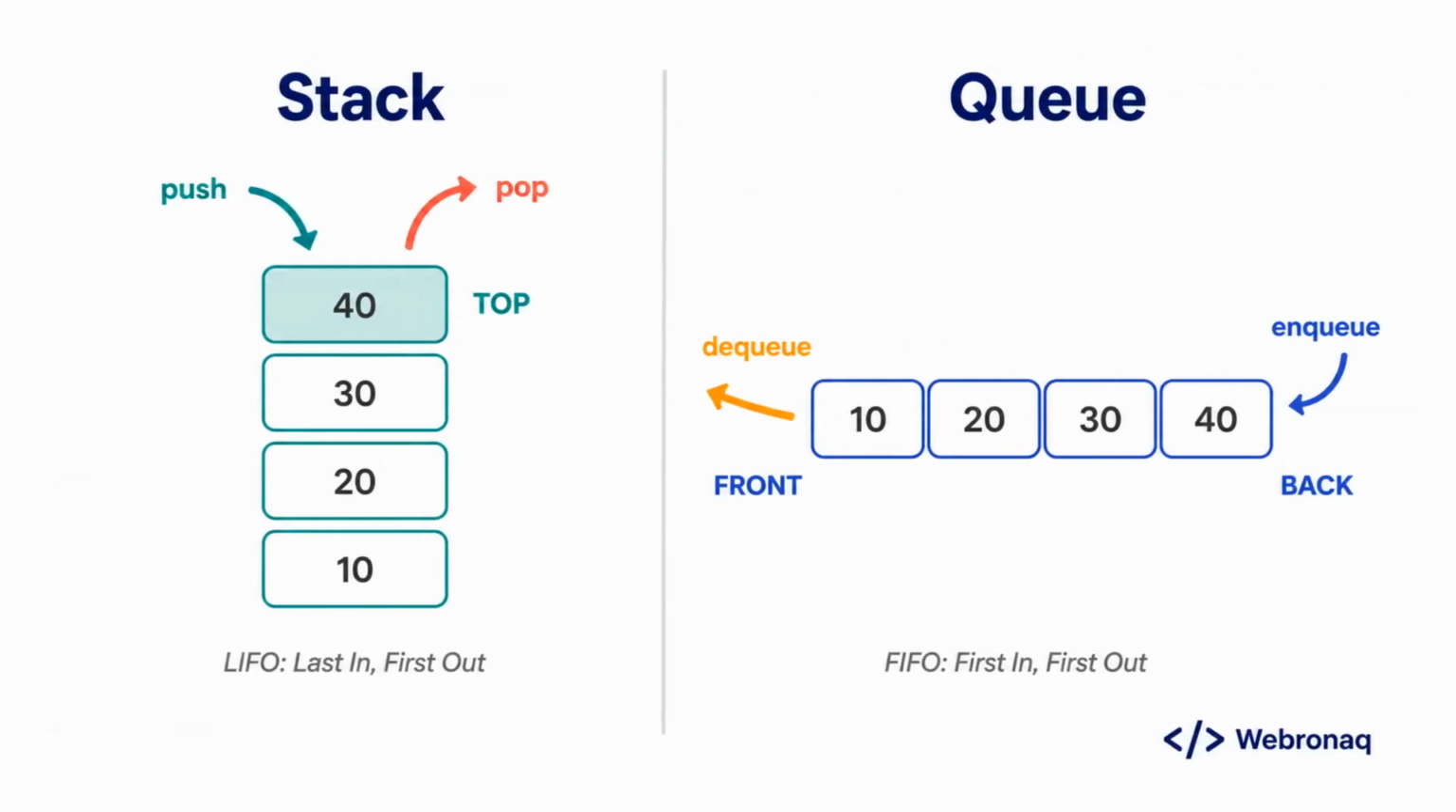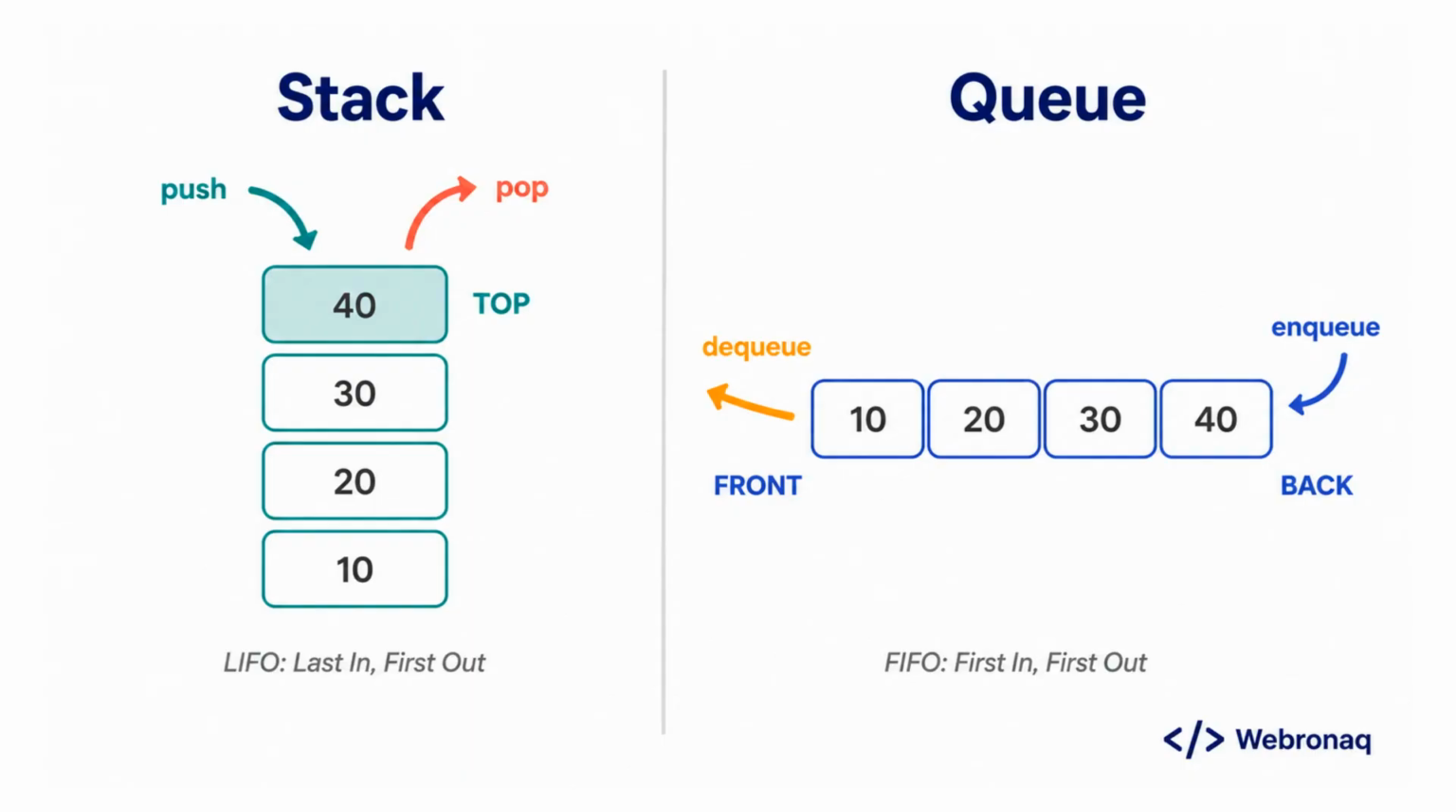Alright, let us lock in the mental model. A stack is an abstract data structure that follows the LIFO principle. LIFO stands for last in, first out. Think of the plate analogy again. The last plate you stacked is the first one you remove. On the left here, you can see a stack holding the values 10, 20, 30, and 40. The number 40 is on top, so it is the next one to come off.